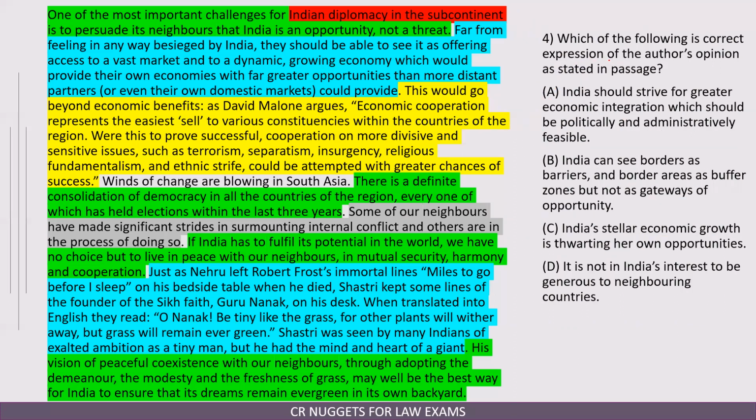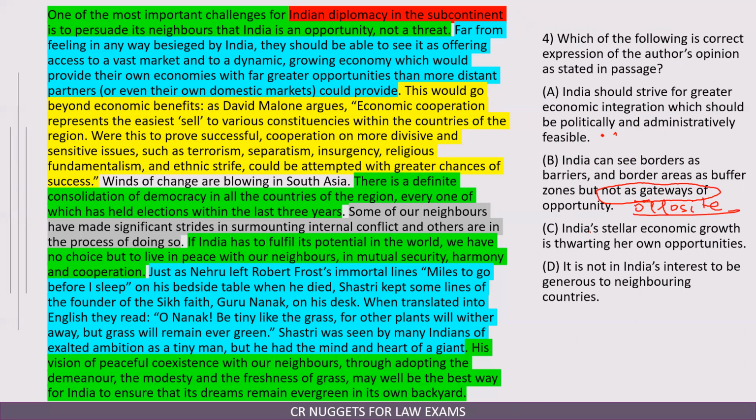Which of the following is correct expression of author's opinion as stated in the passage? So all the things in green are author's opinion. India should strive for greater economic integration, which should be politically and administratively feasible. Decent enough. India can see border as barriers and border area as buffer zones, but not as gateways of opportunity. In fact, author is saying just opposite of that. I don't know why the same option has been framed in all the questions.